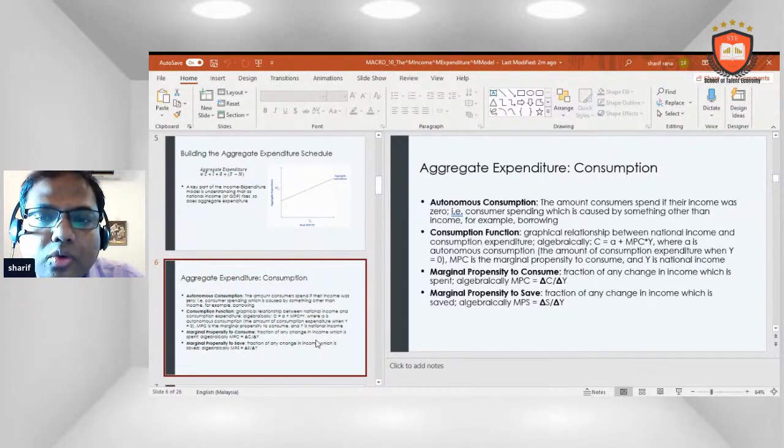Marginal propensity to consume. Fraction of any change in income which is spent. Algebraically, MPC equals delta C divided by delta Y. Marginal propensity to save. Fraction of any change in income which is saved. Algebraically, MPS equals delta S divided by delta Y.